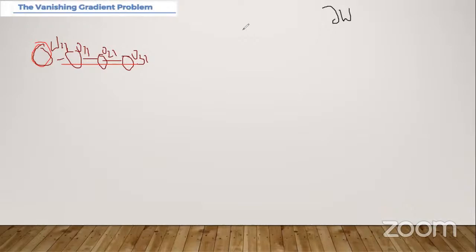So if I calculate the weight W11, sorry, calculate the new weight, right? Weight W11 new will be given by the formula: old weight minus eta multiplied by the derivative of loss with respect to that weight.